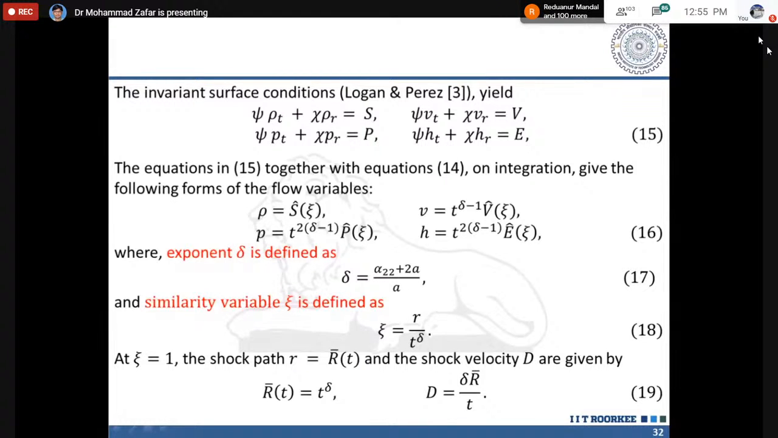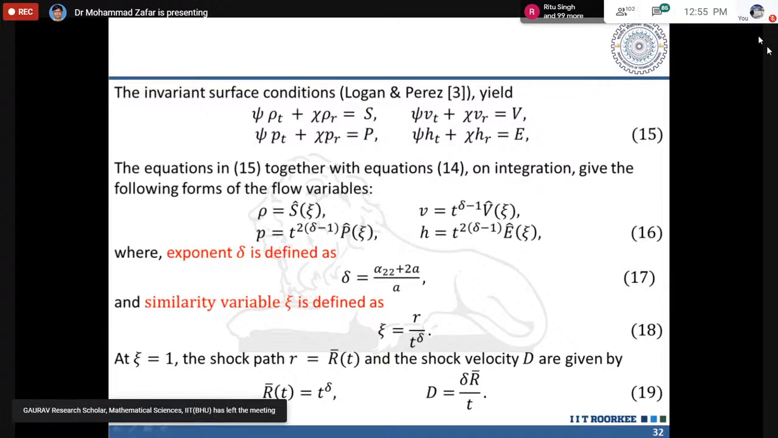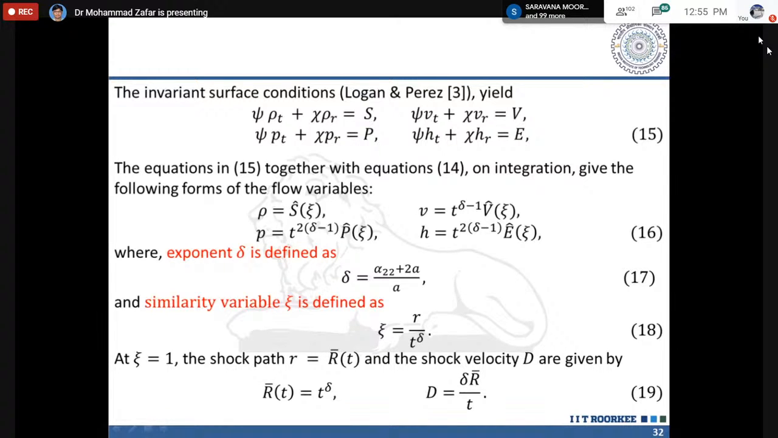In case 2 we have a different similarity variable. In case 1 we obtained r upon t power delta. Now suppose the shock is at xi equal to 1. Putting xi equal to 1 in equation number 18, we obtain r is equal to t power delta. Suppose this r is capital R, the shock path. So this is the shock path, and delta is the exponent, which is why it is called the exponent here. This determines the shock path actually.